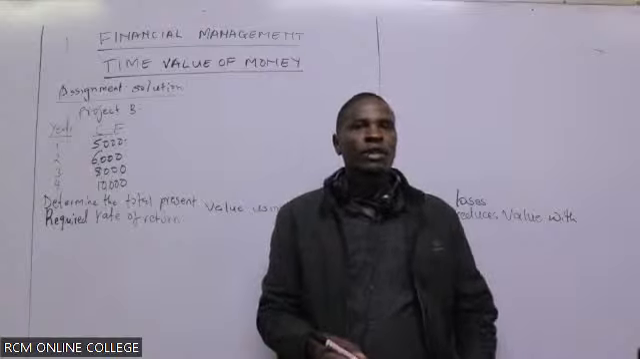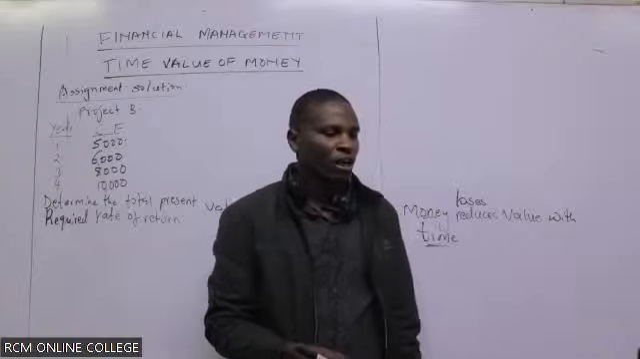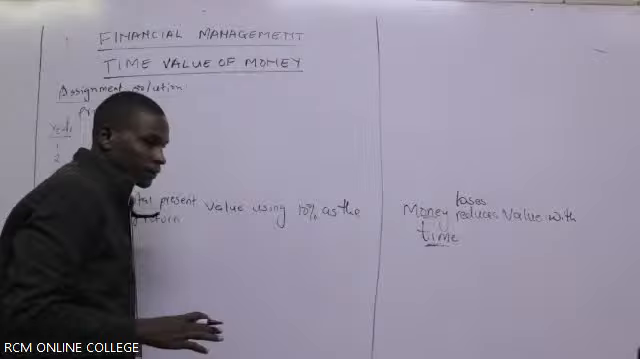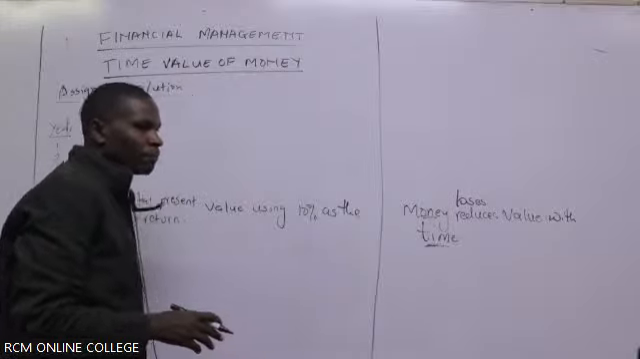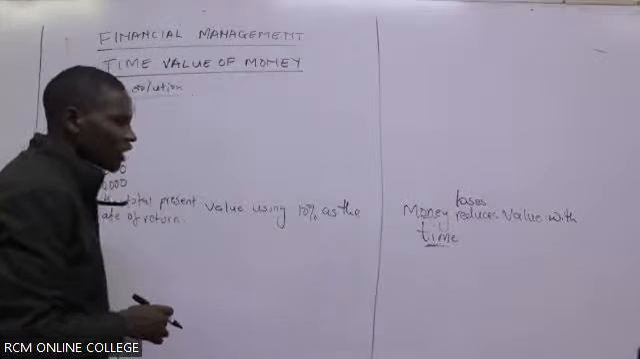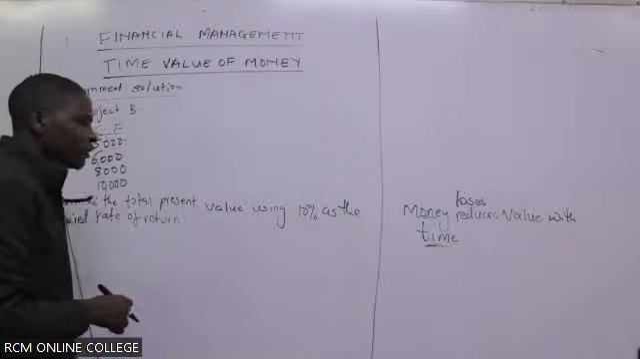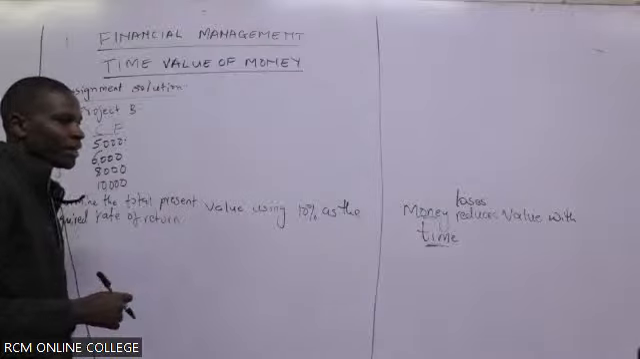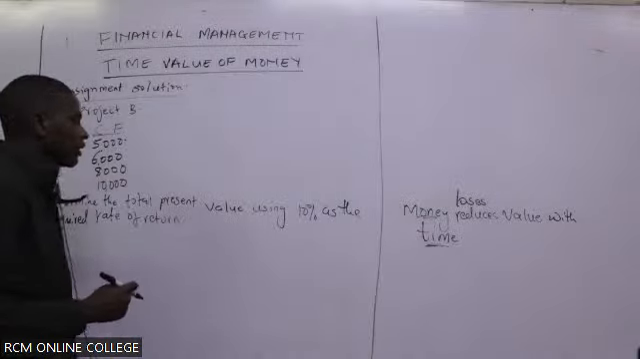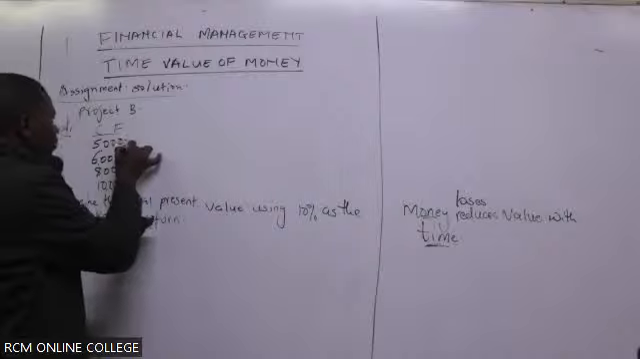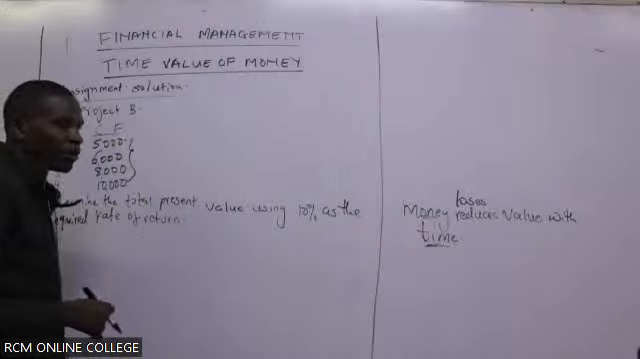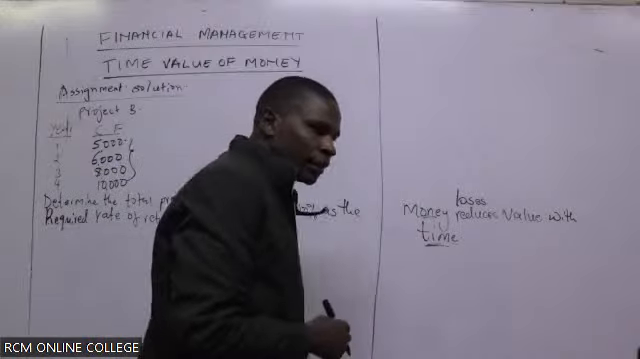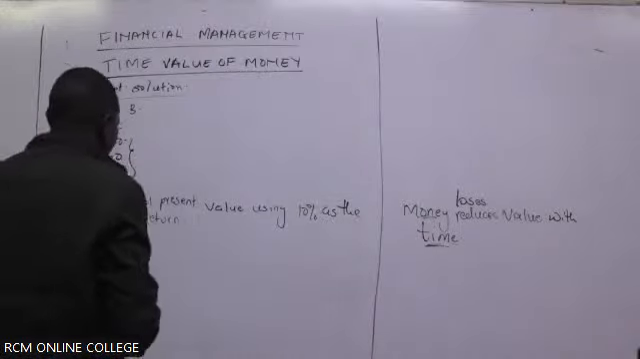For example, in our case, what is the type of cash flow here? Regular or irregular? You first of all determine the type of cash flow. Are we dealing with regular or irregular cash flow? Irregular, exactly. These are irregular cash flows.